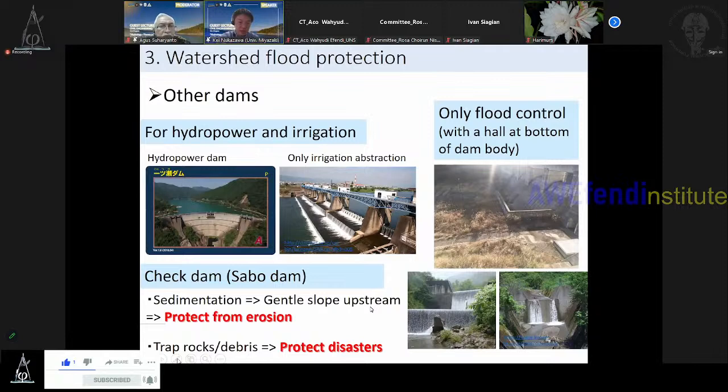And there are some dams called check dams at upstream. This dam doesn't store water, but sediment, to protect from erosion. I'm going to talk about this later, but Japan has a high production of sediment. So there are many check dams at the upstream of Japan. You can find this kind of dam everywhere upstream of Japan.